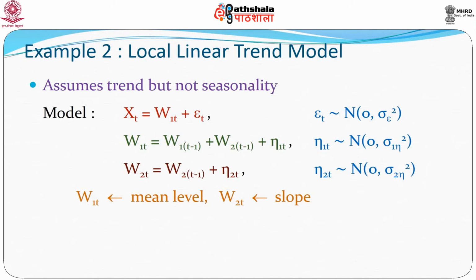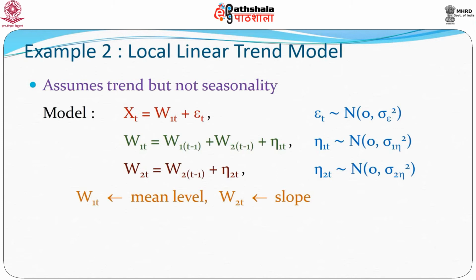This is the first equation that we get, the state equation, and the second state equation is that the trend, or the slope, would be increasing with t. So, we have W2t is equal to W2,t-1 plus eta 2t. So, it is increasing and it depends on what the trend was at the previous step.